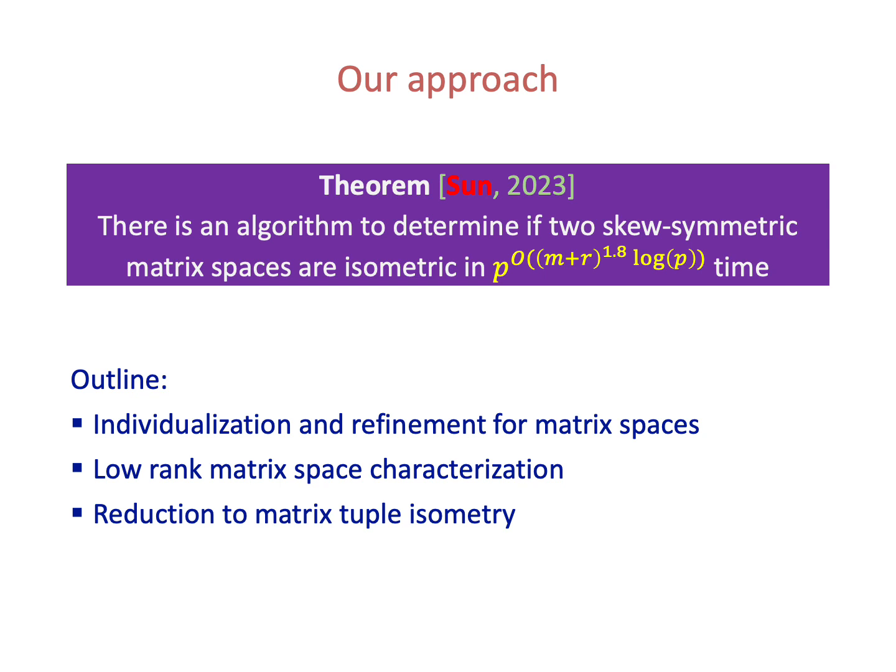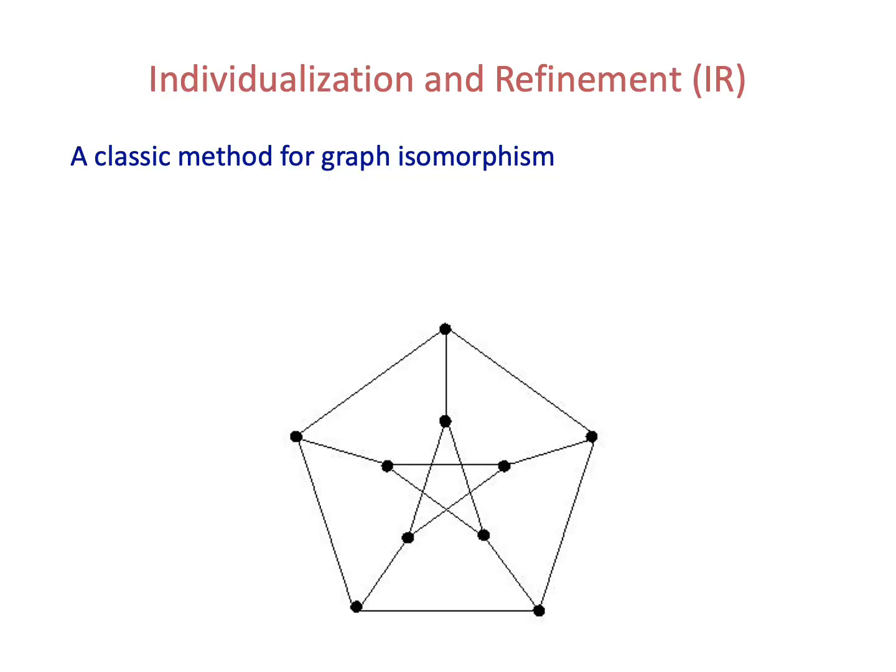Let me start with the first ingredient, the individualization and refinement for matrix spaces. The individualization and refinement method is a classic and powerful technique for graph isomorphism. Take the Petersen graph as an example. The graph at the beginning is highly regular. All the vertices look the same and all the edges look the same. To break this regularity, it is critical to bring in some irregularity.